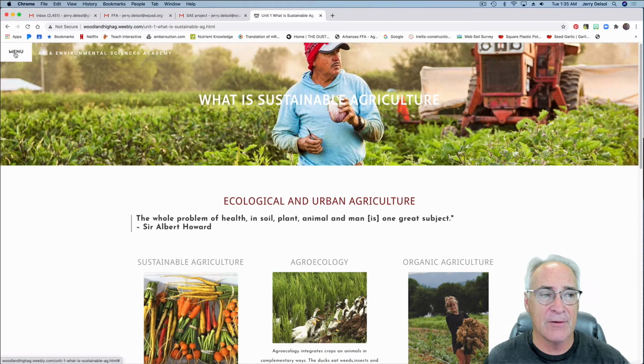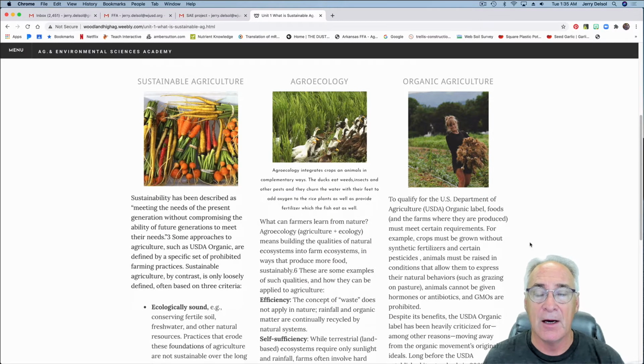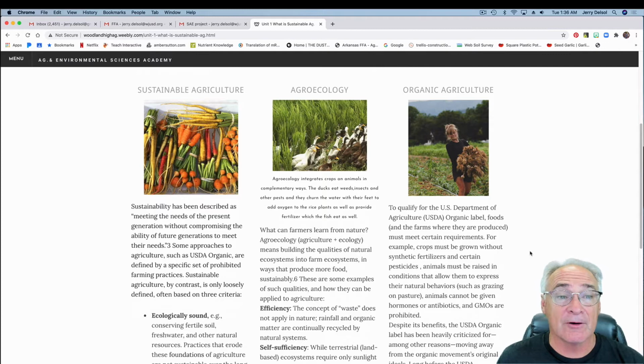So this is our lead-off page for the class. I'm going to be using this website a lot. I constructed this website and many others so that we can put all of our curriculum online, so people can see what we're doing. One of the first things that we study is what is sustainability? What are the components, the pillars of it? And then we also look at topics such as what does sustainable agriculture look like? What is agroecology? How is organic agriculture different than, let's say, a more traditional type of agriculture?